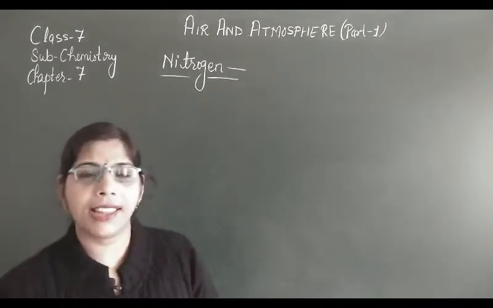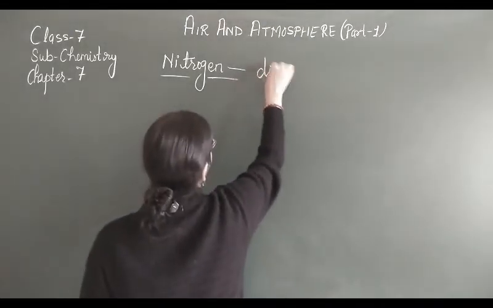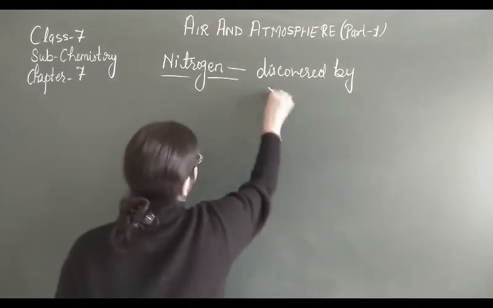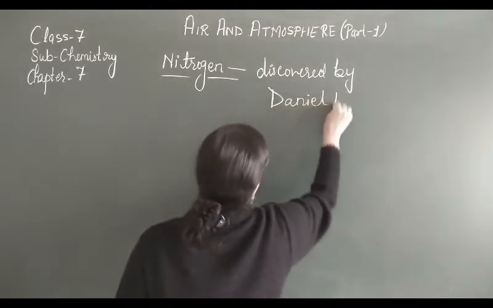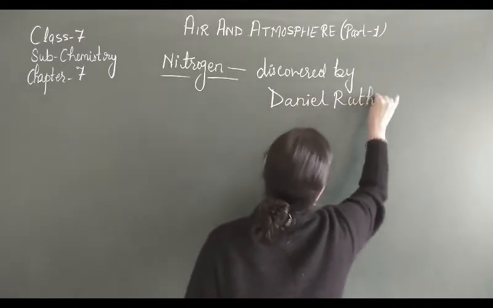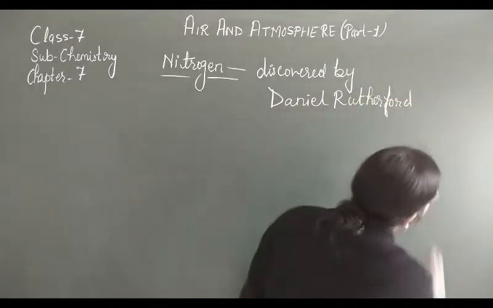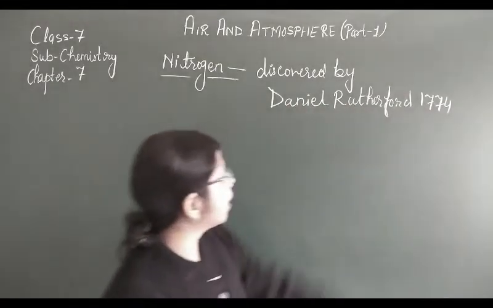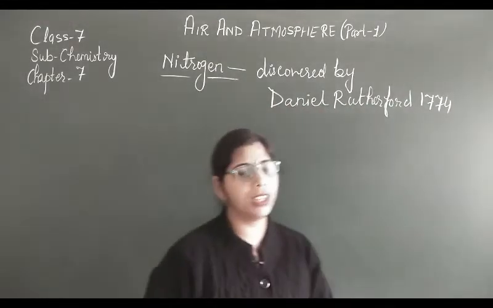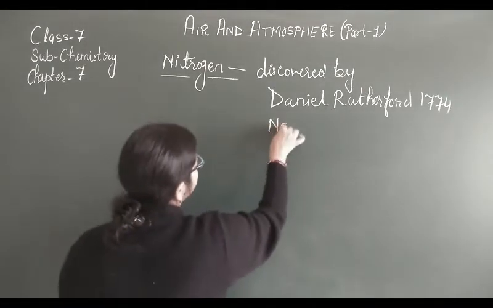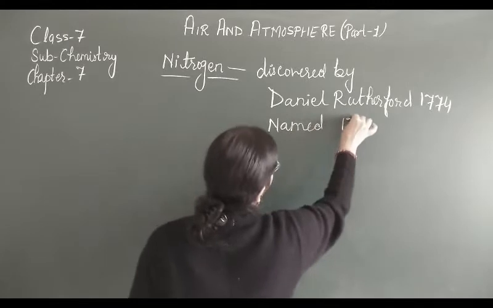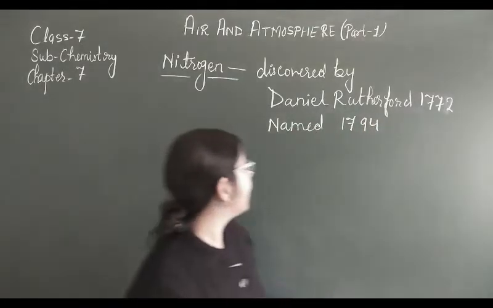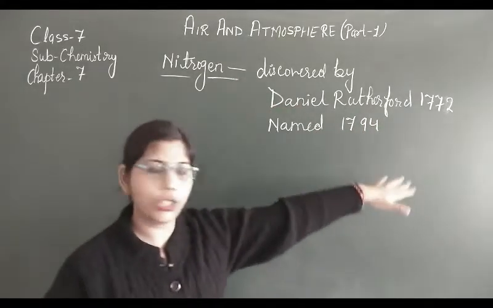And this nitrogen gas was discovered by Daniel Rutherford in 1772, that means the scientist Daniel Rutherford discovered nitrogen gas in 1772, and this nitrogen was named in the year 1794.